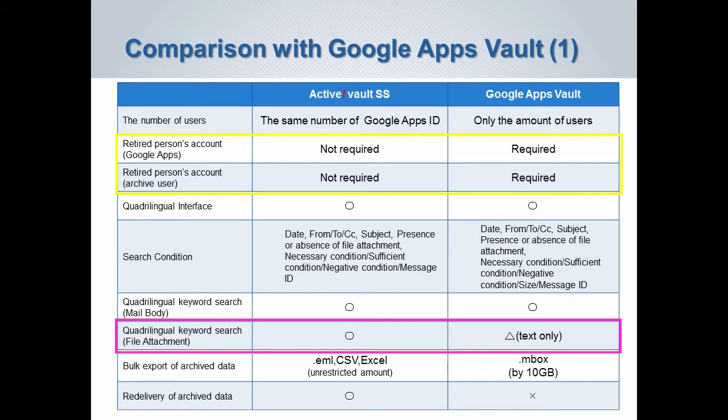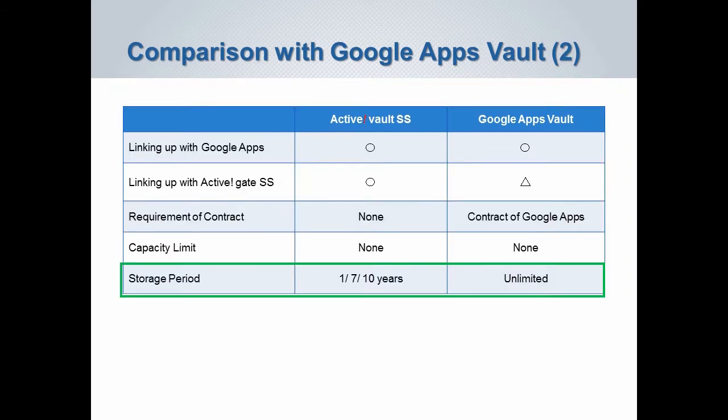In addition, ActiveVault SS keyword search supports 4 languages. Not only the email body, but also the contents of file attachments are targeted by the search. While in Google Apps Vault, you can search by keyword only in the case of text files. And ActiveVault SS allows you to select the storage period from 1 year, 7 years, or 10 years.